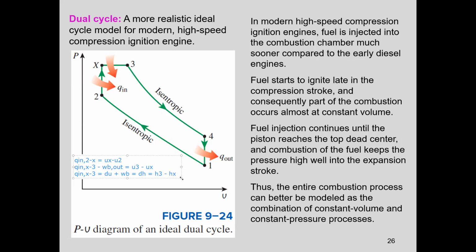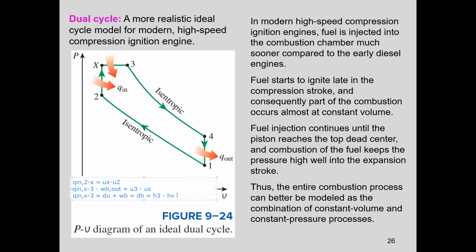Okay, let's continue. How can we express that? If you use constant specific heats, this is equal to Cp times (T3 minus TX). So we have the equations for heat input during process 2X, which is UX minus U2, which can be expressed using constant specific heats as Cv times (TX minus T2).